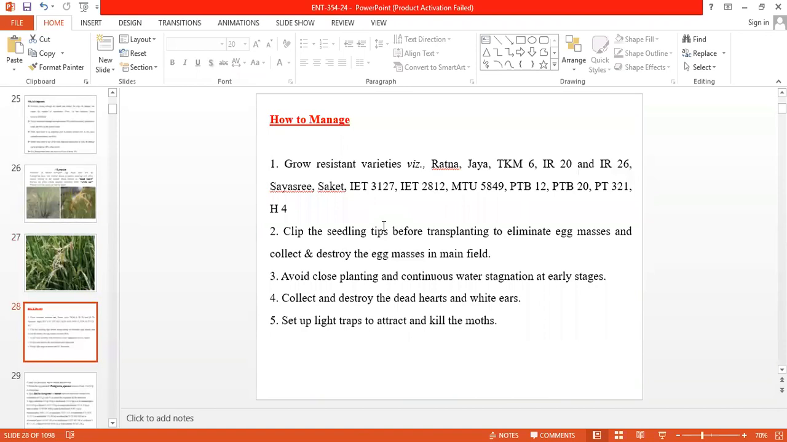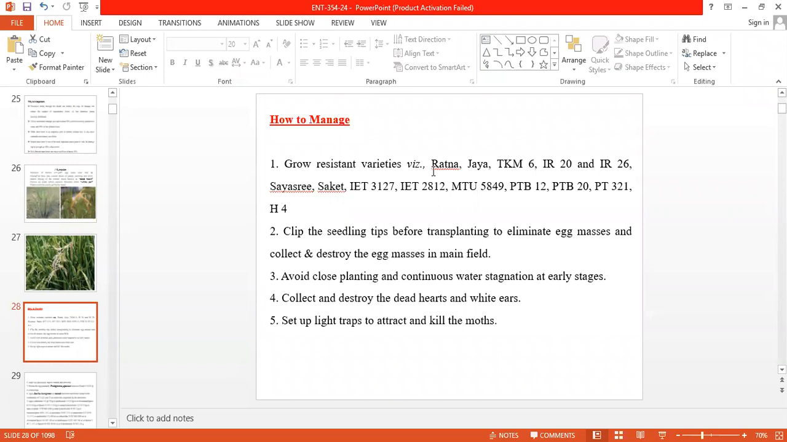First one, grow resistant varieties: Ratna, Jaya, PKM6, IR20, IR26, Sai Sri, Saket, IET3127, IET2812, MTU5849, PTB12, PTB20, PT321, H4. These are the resistant varieties against yellow stem borer.